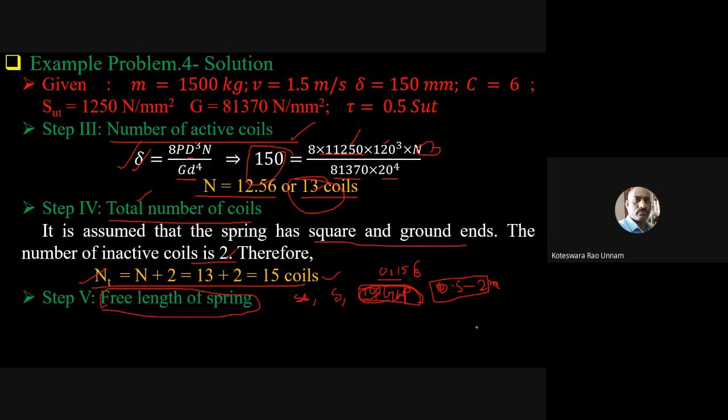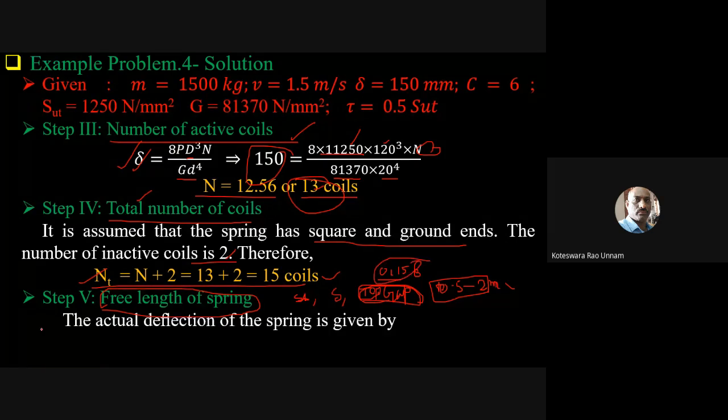This is the gap between adjacent coils of one set. Number of coils minus 1 gives the total number of such pairs. You multiply that with this gap and you get the total gap. In this problem, since he has not mentioned this, we'll assume the gap. But before that, first we need to compute this delta.